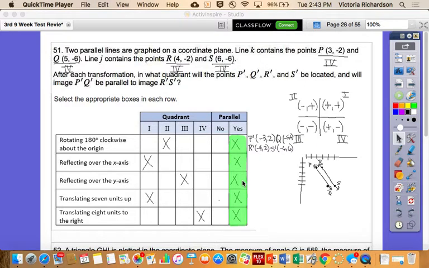If I translate this 7 units up, so I'm going to take both of these lines and go up with them. And if I do that, I'm going to be in the first quadrant. And once again, they're still parallel. And if I translate 8 units to the right, which means I'm going to go in this direction, I'm going to stay in the fourth quadrant, but my lines are still going to remain parallel. So basically the moral of the story is, if you start with parallel lines, it doesn't matter what kind of transformations you do, you're going to end with parallel lines.